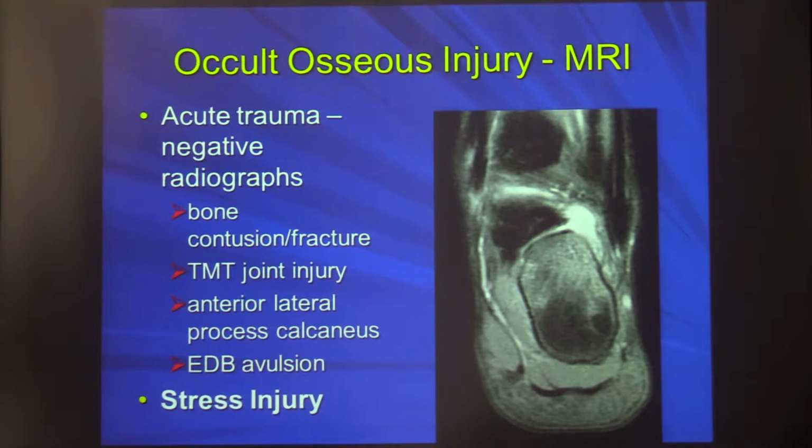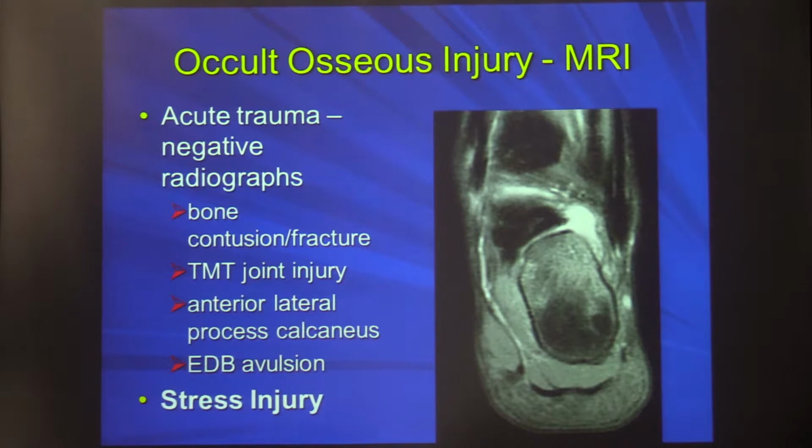So now starting on specific applications with regard to MRI. Acute trauma, negative radiographs, competitive athlete. We talk about bone contusion and fracture. I'll speak about TMT joint injury. Anterolateral process of the calcaneus. EDB avulsion I'll mention briefly. And then focus a little greater on stress injury.